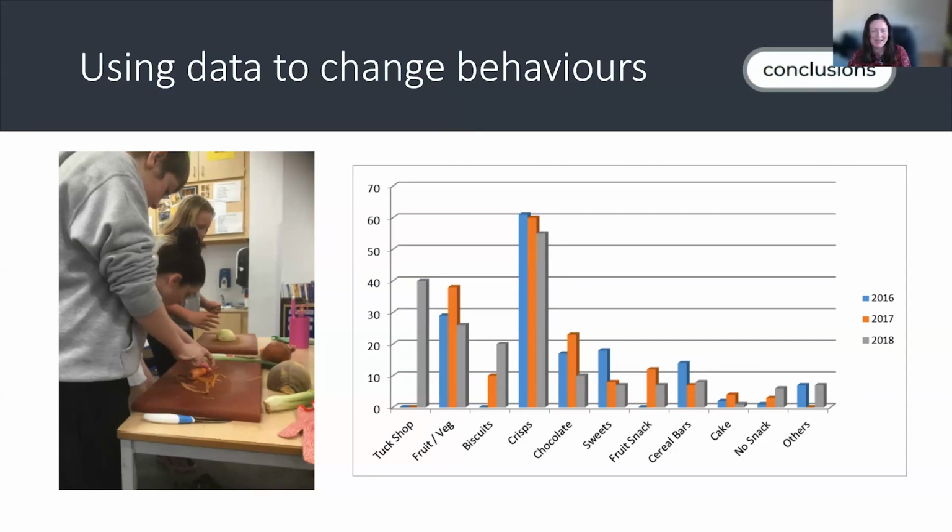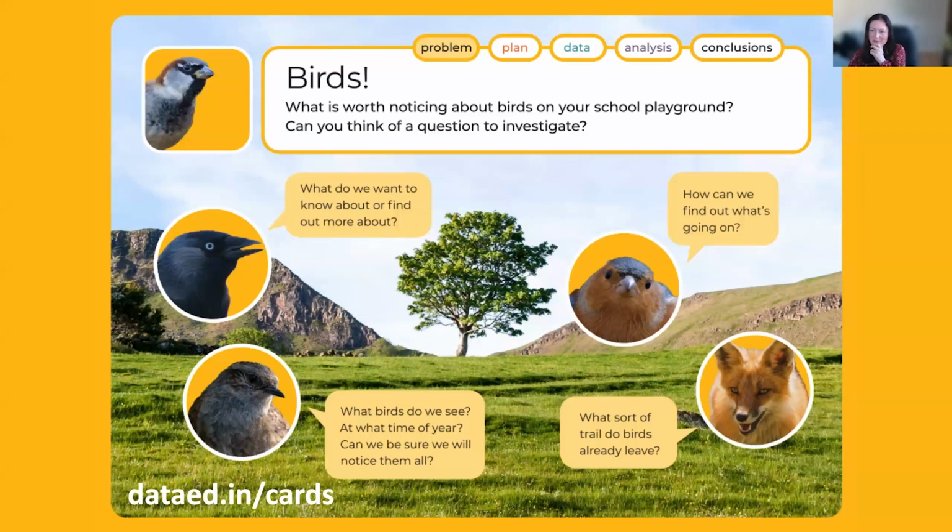So that school, I think, has really got the idea of making changes based on what we find out with their data. So I'm going to stop talking and pass over to Kate now. I've got some examples for you.